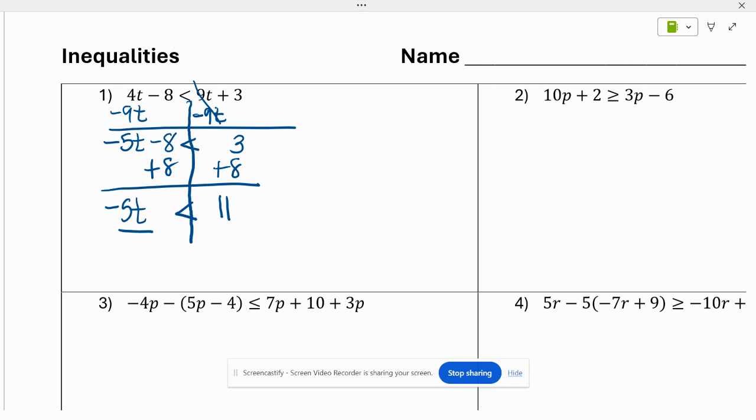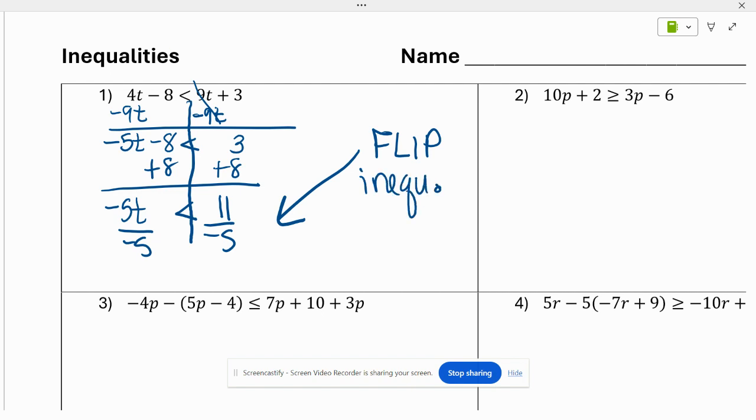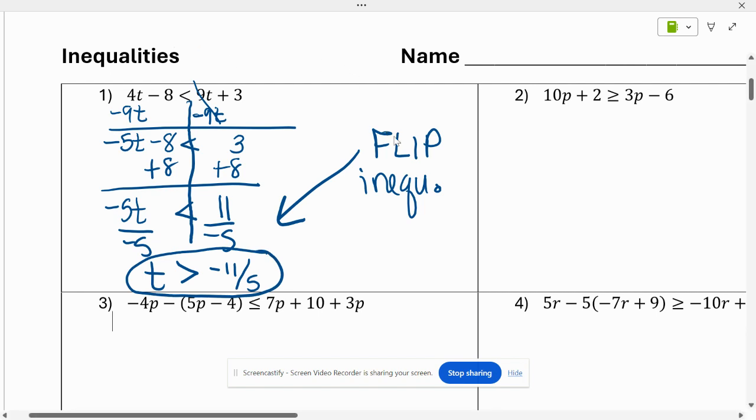So I'm going to divide by negative 5. I'm dividing by a negative. So what do I need to do, Tayana? Yeah, flip the inequality. So t is now greater than negative 11 fifths.